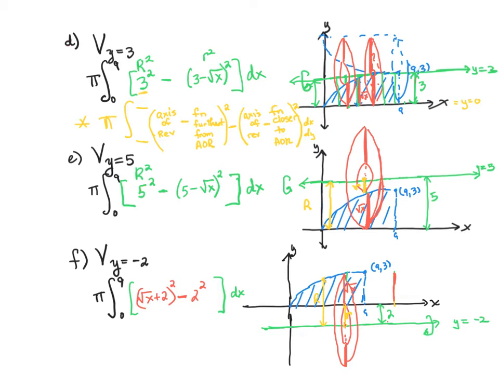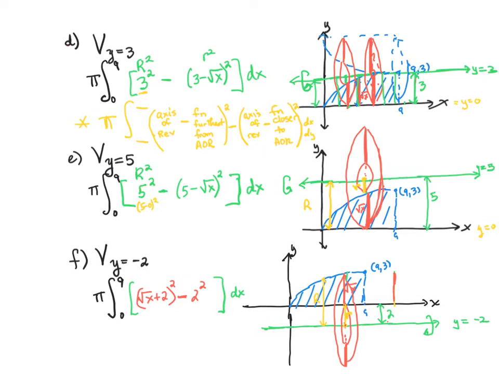Let's look at E. The axis of revolution 5 minus the curve furthest from the axis of revolution is still the x-axis, which is y equals 0. So it's 5 minus 0 squared, which is just 5 squared, minus the axis of revolution 5 minus the function closer to the axis of revolution, which is the blue curve, root x, squared.